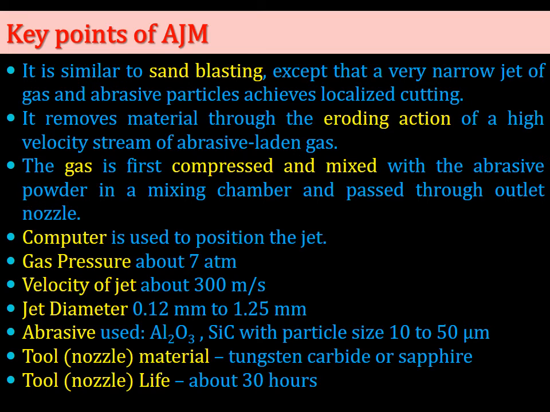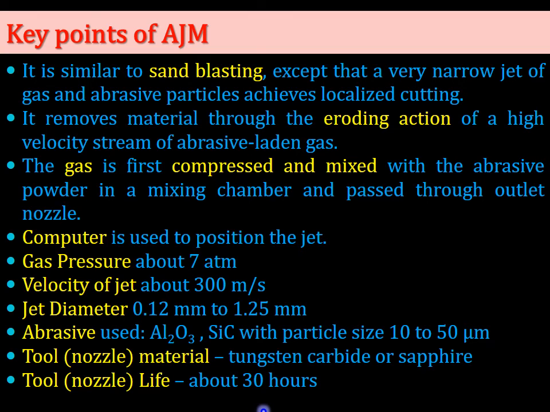Next, a computer is used to position the jets. It is not a manual process. It is a computer numerical control process. Gas pressure is about 7 atmospheres. The velocity of the jet is about 300 meters per second. Jet diameter is generally 0.12 mm to 1.25 mm.